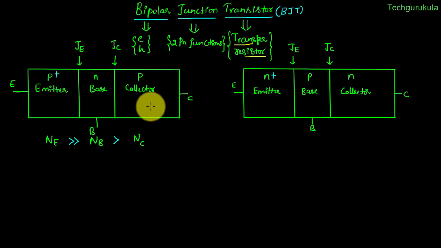Now to understand BJT under equilibrium, let us pick one out of these two and understand it, so that for the other one you can do the analysis yourself. So for that, I'm picking the PNP transistor to start with.